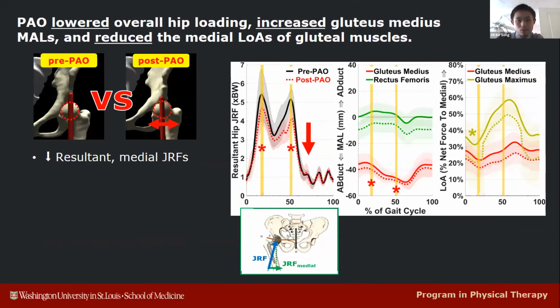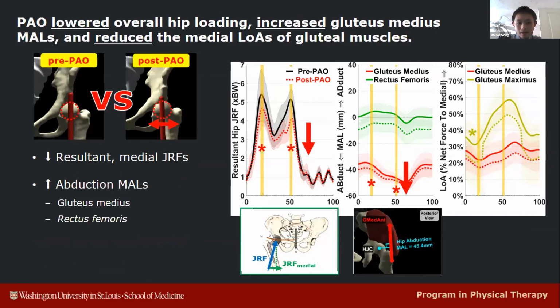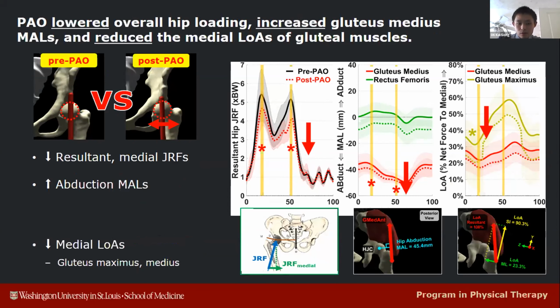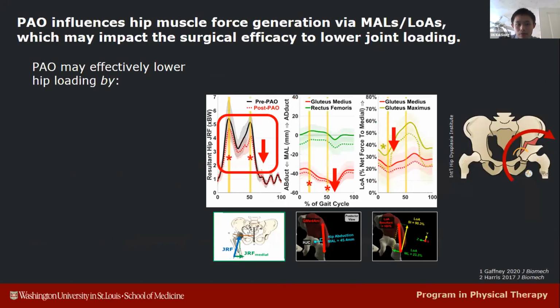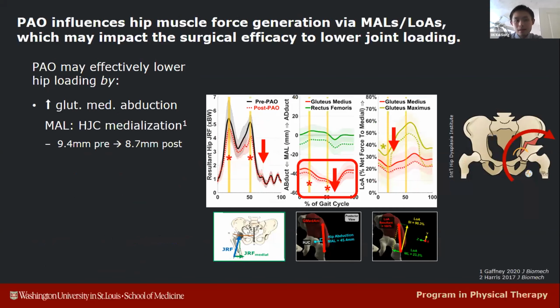As for the results, compared to pre-surgery, after PAO there's a decrease in both the resultant and the medial joint reaction forces. And simultaneously, the abduction moment arms for gluteus medius and rectus femoris increased. And then there's a decrease in the medial lines of action for gluteus maximus and medius muscles. So the reduced overall loading after PAO may suggest the effectiveness of PAO. And this could have been achieved by medializing the hip joint center, which directly increased the abduction moment arms for gluteus medius, meaning the muscle will now need to generate less force to stabilize the hip during gait.